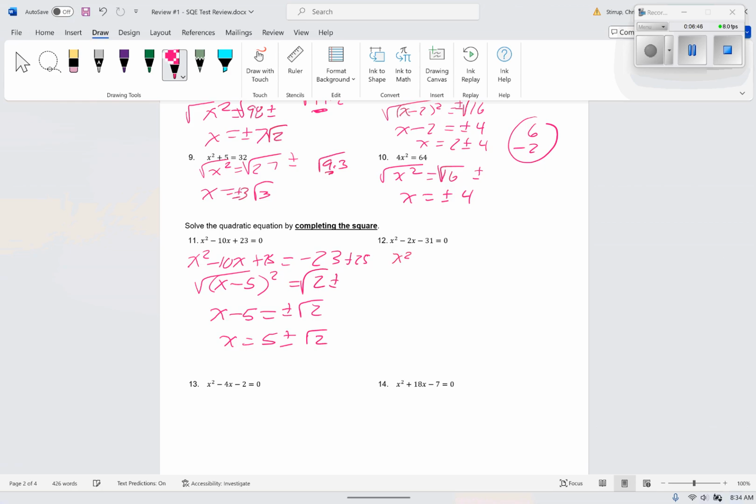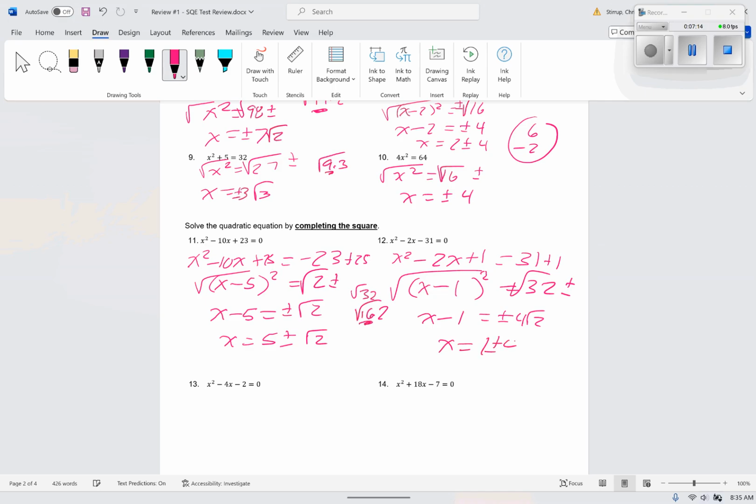Number 12, add 31 to both sides. Leave the space. In parentheses. This minus sign comes down. Half of 2 is 1. 1 squared is positive 1. So add 1 to both sides. Root, don't forget the plus minus. So root 32 is going to break down to 16 times 2. So square root of 16 is 4. So plus or minus 4 root 2. Add 1 to both sides. And there's your 2 answers. 1 plus 4 root 2 and 1 minus 4 root 2.